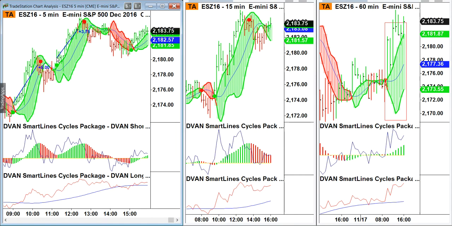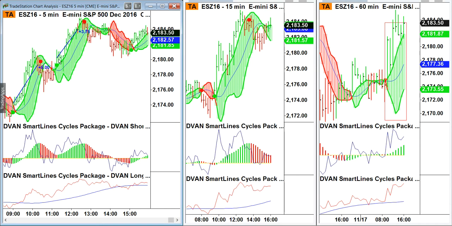But taking this trade, we also see the leading line moving back out of the histogram, showing force. The long-term trend has stayed positive. We're still positive using the SmartLine cycle identification and the long-term trend identification. So this is another trade to take and to watch.